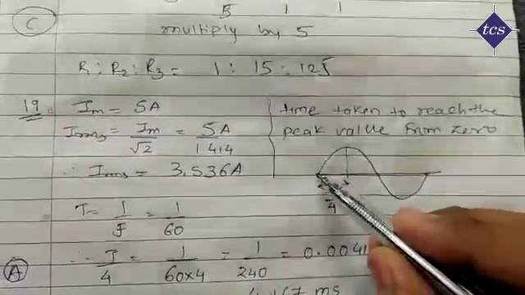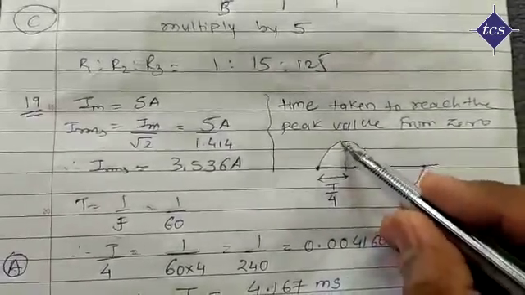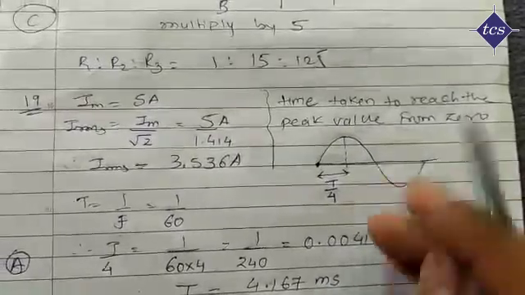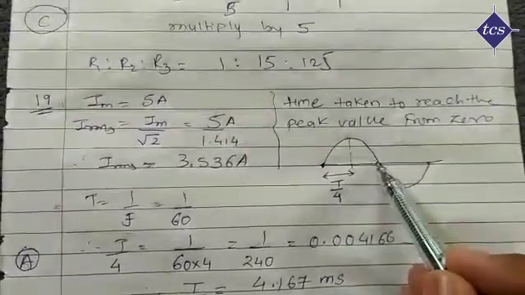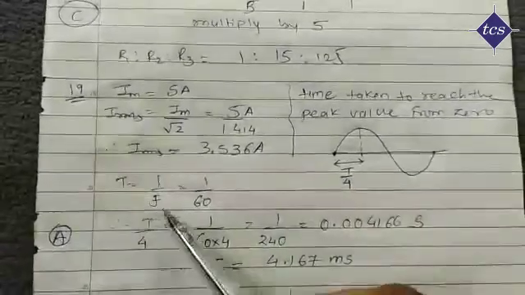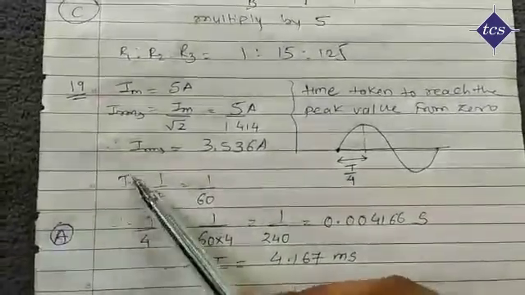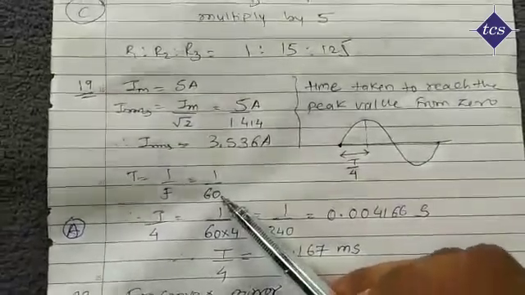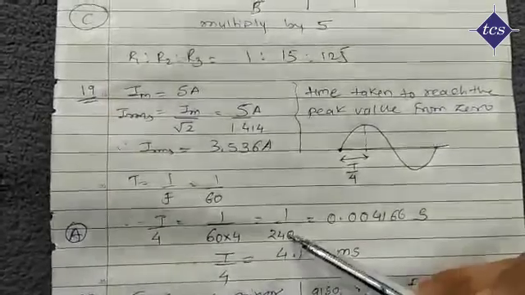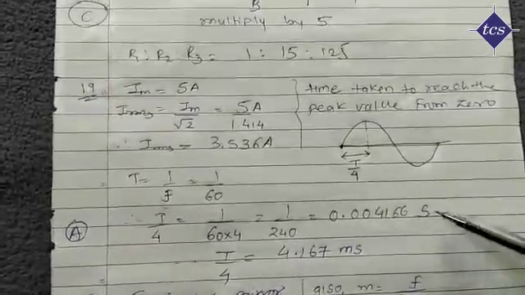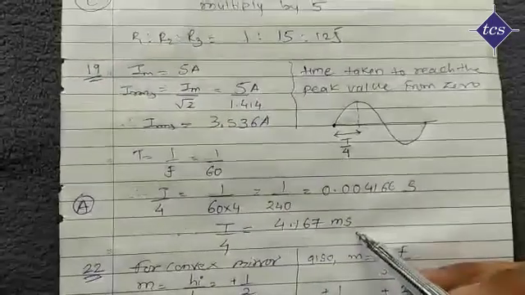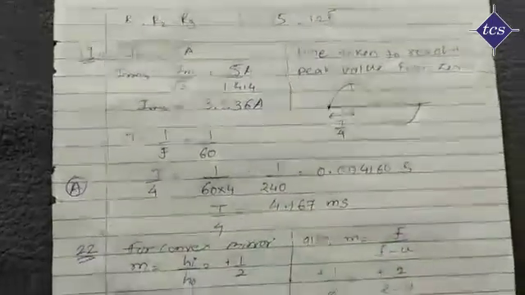That is from this point to this point. That will be 1/4 of the time period, because this will be the entire time period T, this will be half time period, and the other half will be T by 4. The time period from the frequency we can find as T equals 1 by f equals 1 by 60. So T by 4 equals 1 by 60 into 4, that is 1 by 240, which equals 0.004166 second, which we can also write as 4.167 millisecond. The correct option will be A.